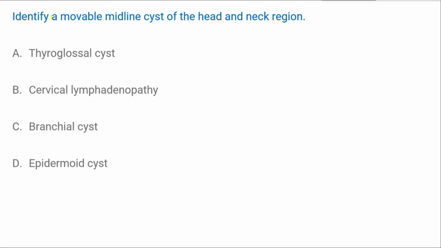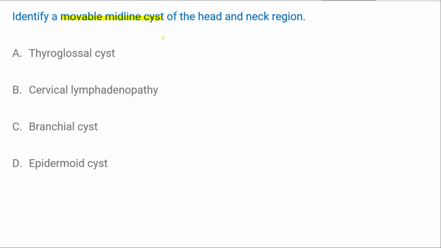Identify a movable midline cyst of the head and neck. Here, this could have been paraphrased as a clinical based question, as a patient presenting with a swelling in the midline neck region. But the concept here and the keyword here is the movable midline cyst.